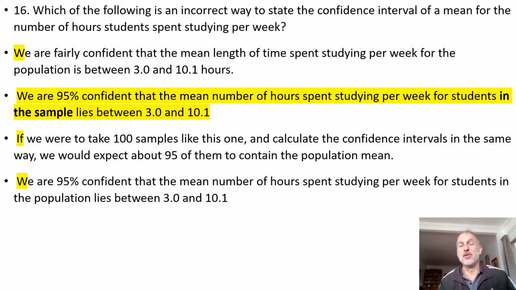Okay, people, we've done it very thoroughly. And again, I've put the emphasis, I've put the sample in bright, bold, big letters. So we are 95% confident that the mean number of hours spent studying per week for students, people, it can't be the sample, lies between 3 and 10.1. Okay, it's supposed to be the population because we're working with the population.